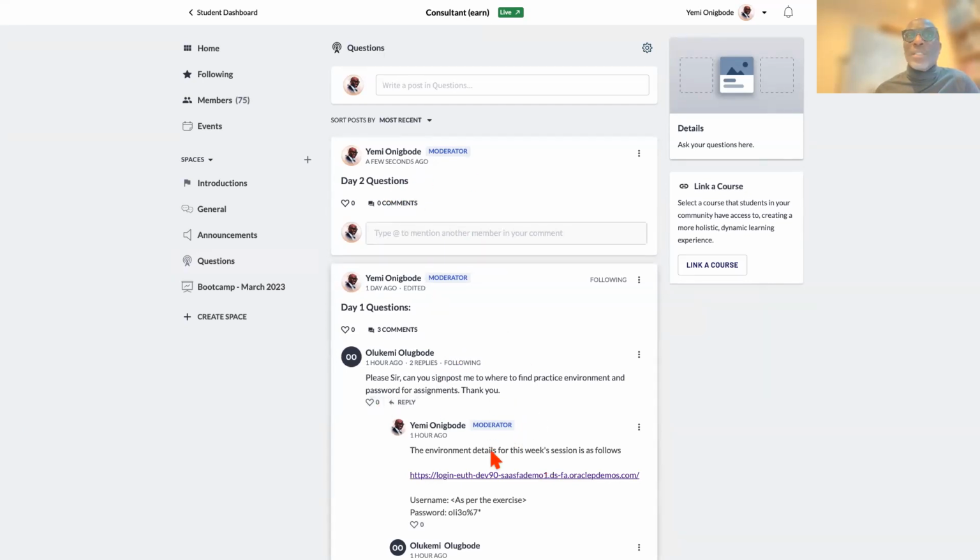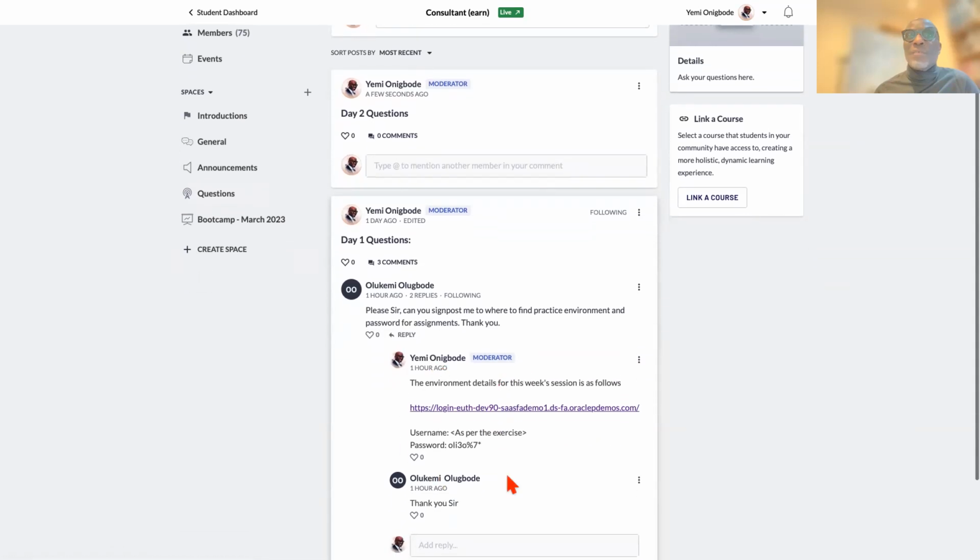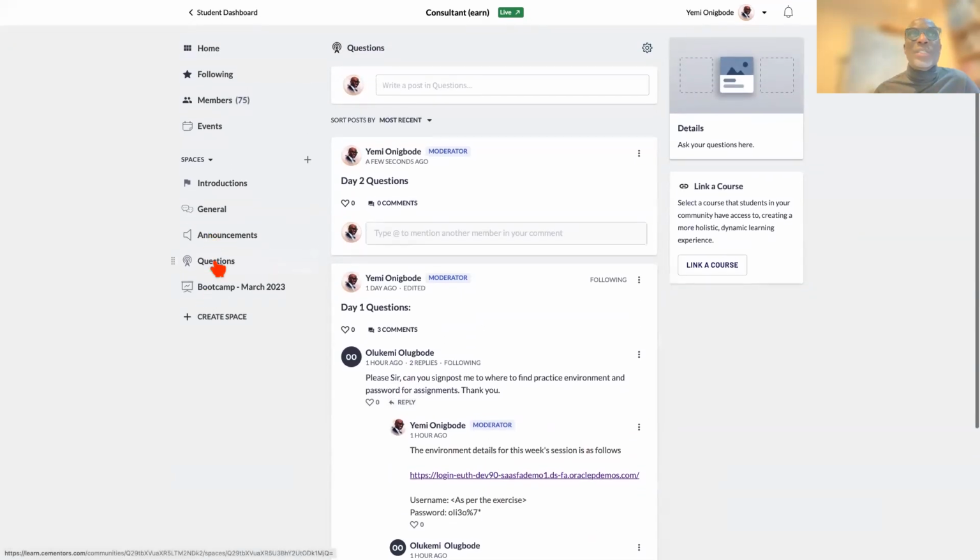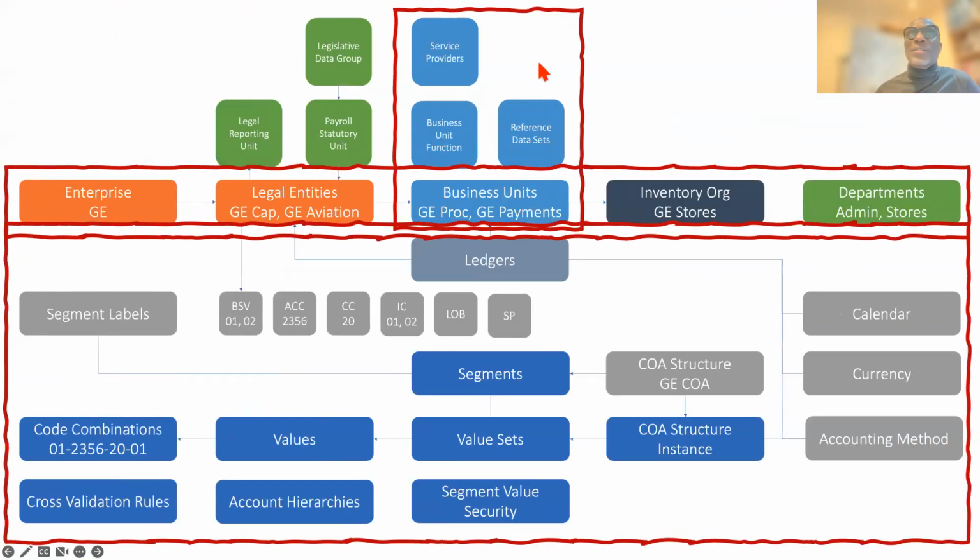Somebody was asking where to get access to the environment. Everybody can see that, so let's use questions, day 1, day 2, and then we can see this as well. That would make it easy. It's good that you've identified these bits.